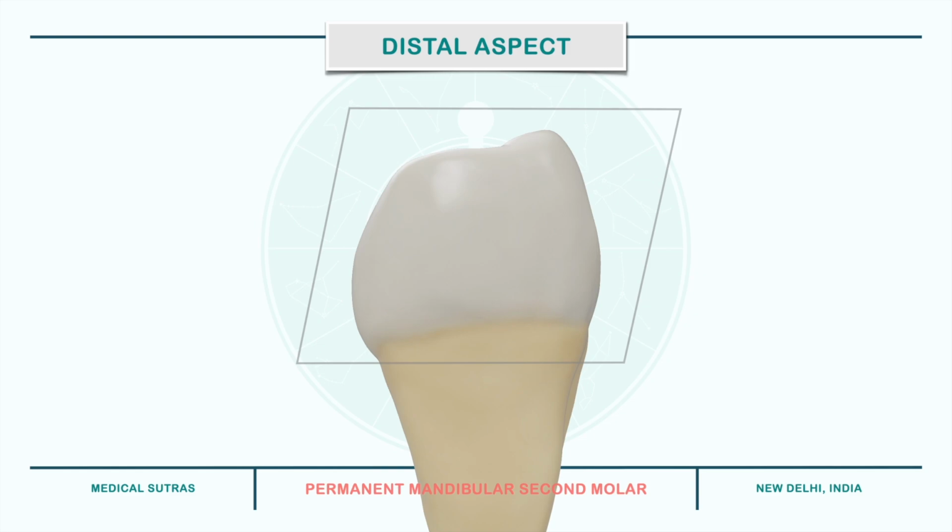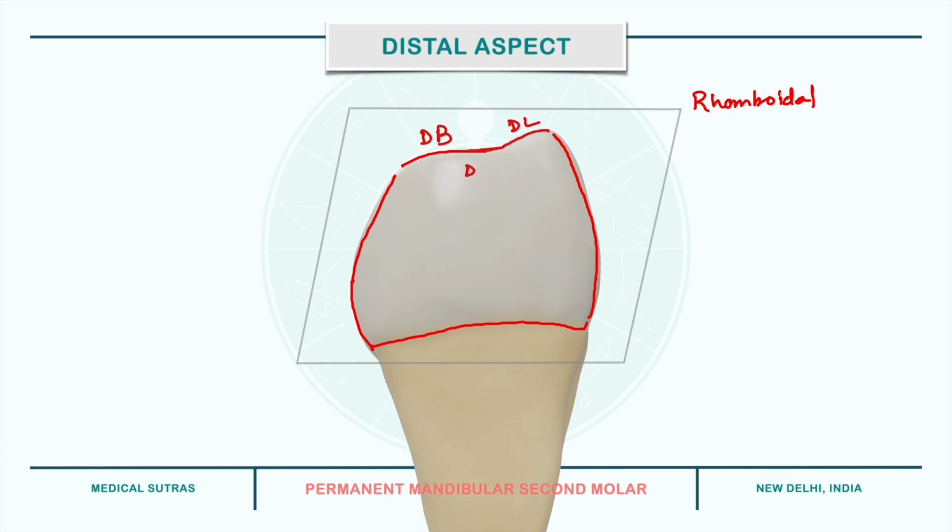The crown appears rhomboidal in shape and the outlines are similar to the mesial aspect. That is, the buccal outline is convex in the cervical third and becomes flat occlusally. Lingual outline is uniformly convex from the cervix to the distolingual cusp tip. Cervical outline is straight and regular, and the occlusal outline is formed by the distal ridge of distobuccal cusp and distolingual cusp and the distal marginal ridge.